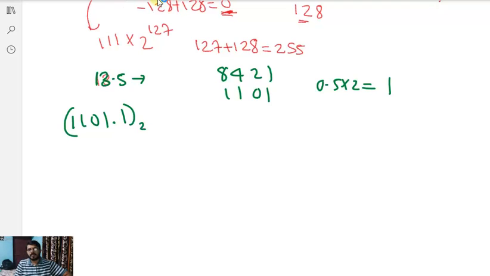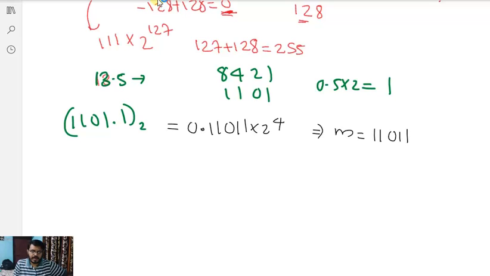Now, this number in normalized floating point notation will be equal to 0.11011 into 2 raised to 4. So in this case, our mantissa M is equal to 11011 and the exponent is equal to 4. Now this exponent is the true exponent. You have to add this with 128. Then you will get the biased exponent as 132.